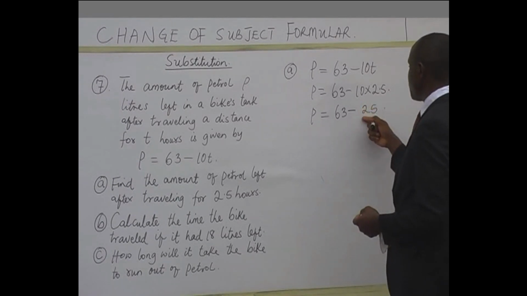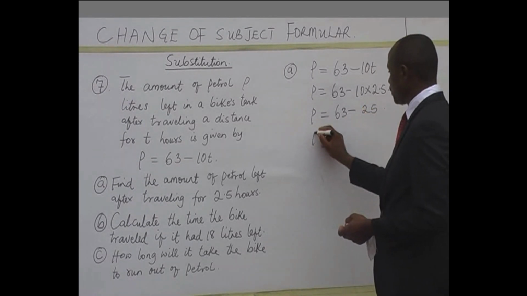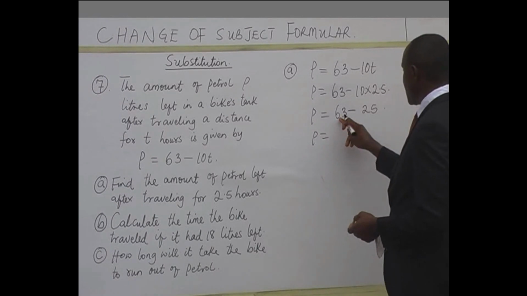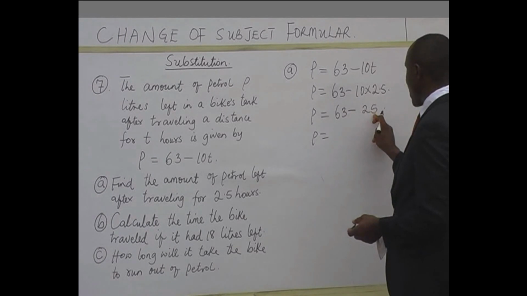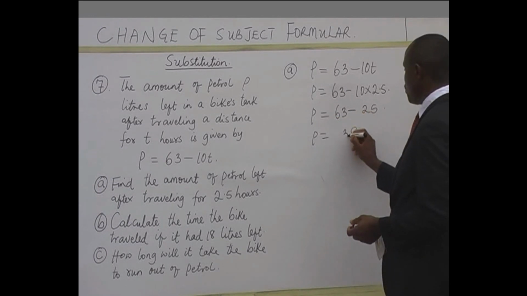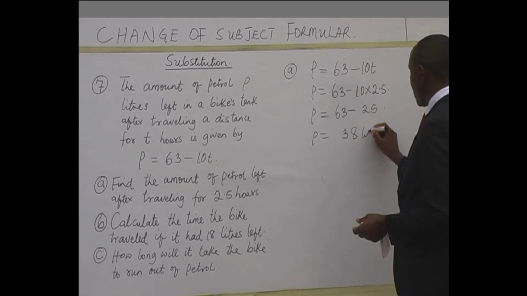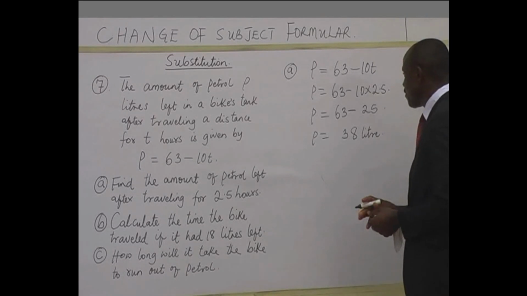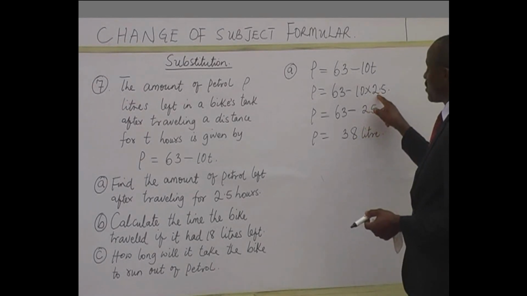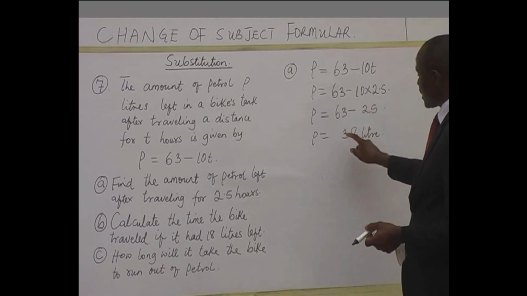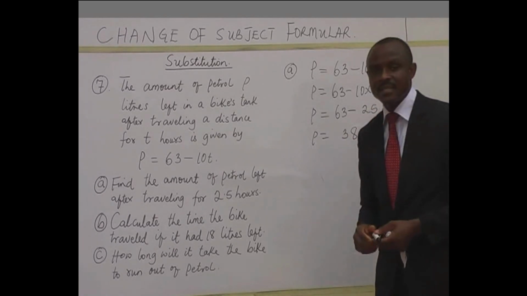Subtract 25 from 63. You'll be left with, remove 1 from here, put it here, you have 13. 13, if you subtract 5, you'll be left with 8. This will remain 5. Subtract 2 from 8, you have 3 left. That means the amount of liters of fuel that will be left when that bike has traveled for 2.5 hours is 38 liters.